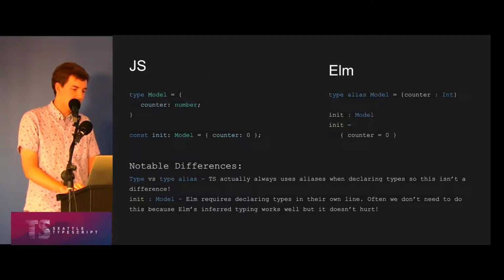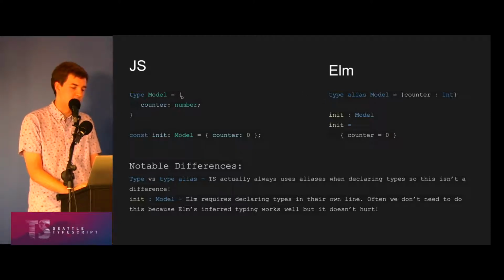So basically, what we have are a couple of comparisons about how we just wrote this in JavaScript and how we would write this in Elm instead. So the first thing is the way that we declared our model, right? So in JavaScript, we say type model is equal to this, whereas in Elm, we're saying type alias.